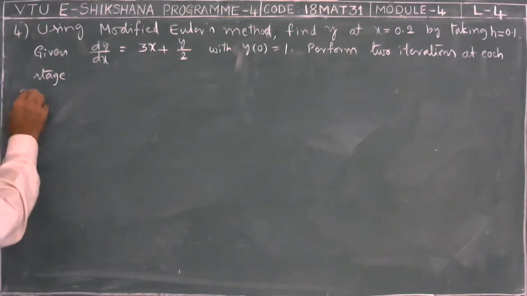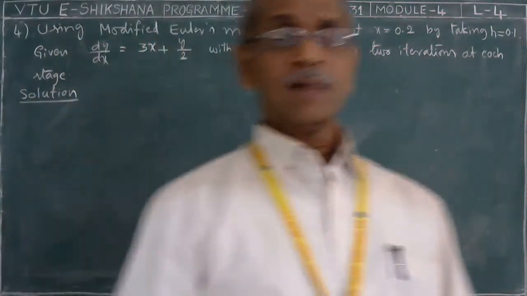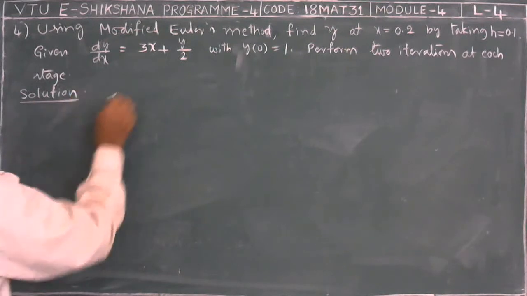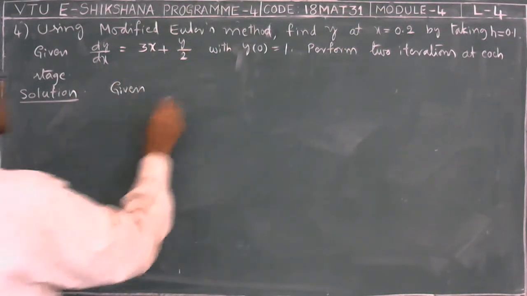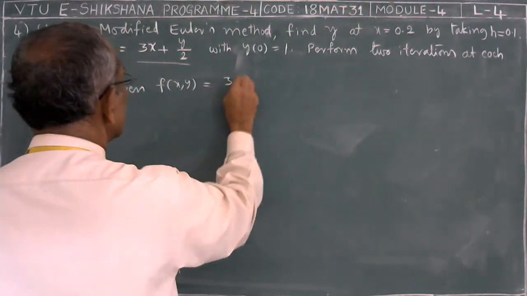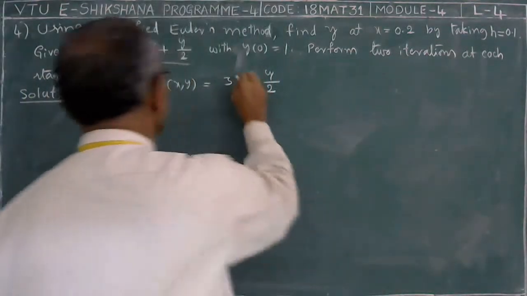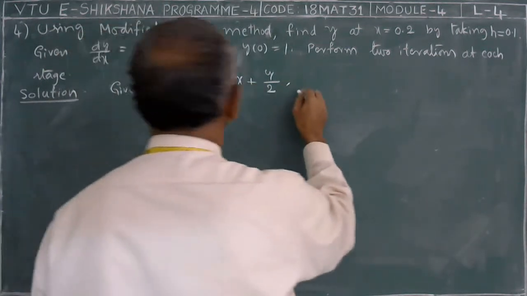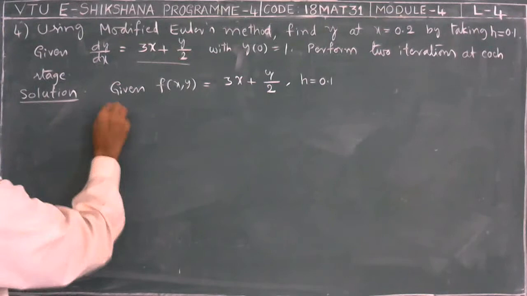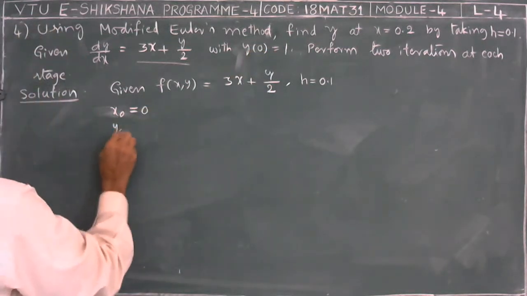Okay. As usual, let us write down the given data. To start with the problem, always keep in mind that you write the given data sufficiently. Given that f of x, y is equal to 3x plus y divided by 2. Then h is given to be 0.1. Then x naught is given to be 0. This is your x naught. Corresponding y naught is given to be 1.